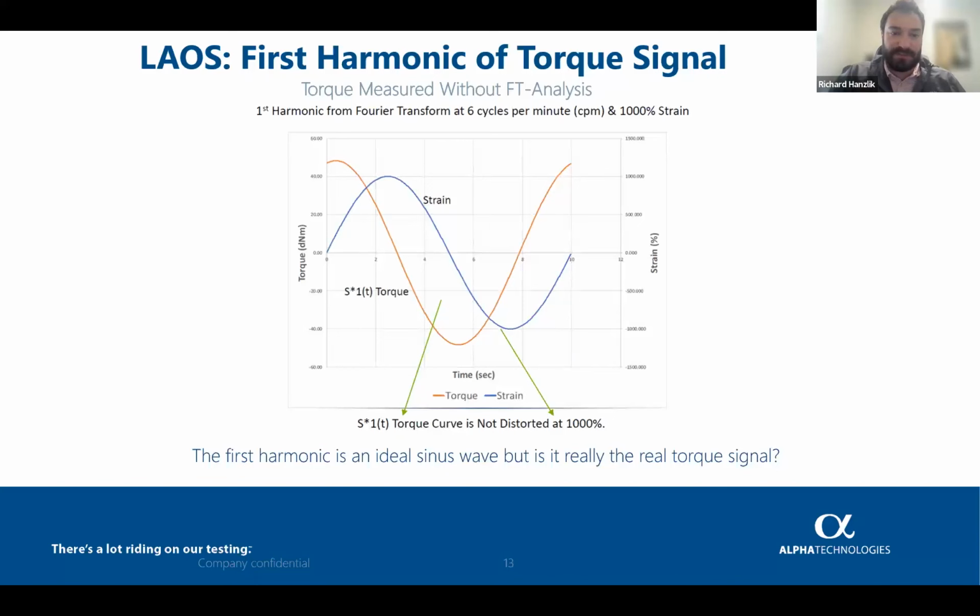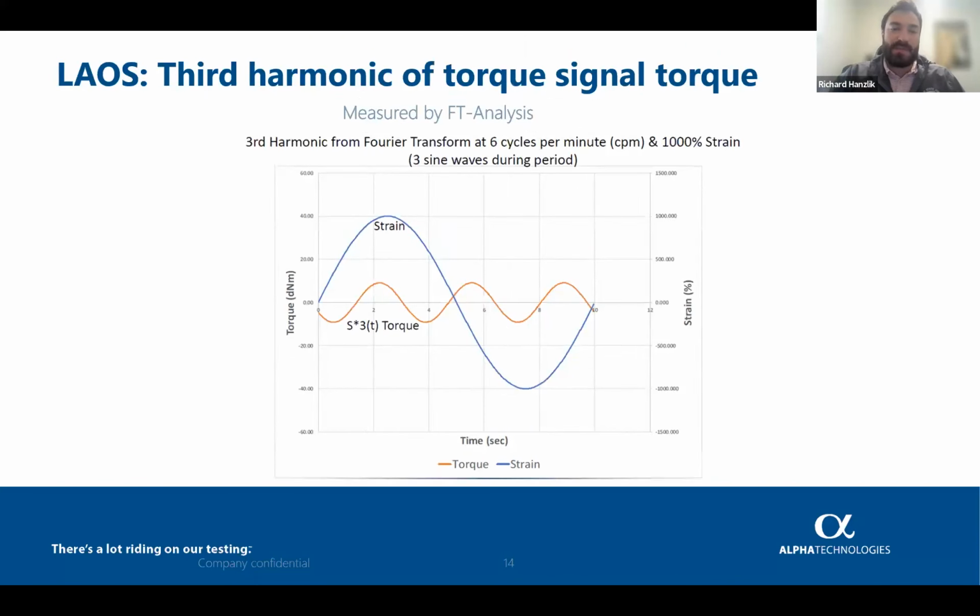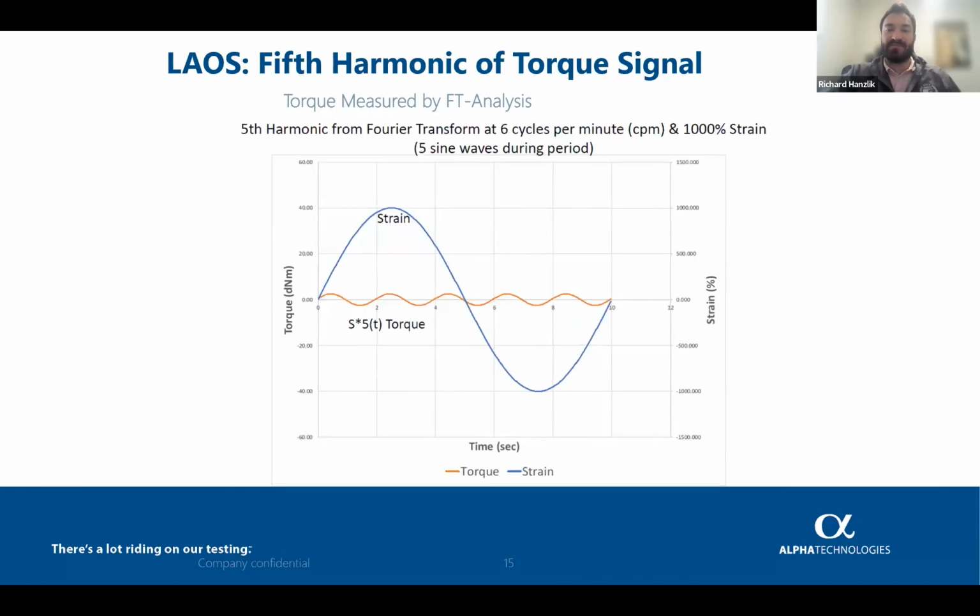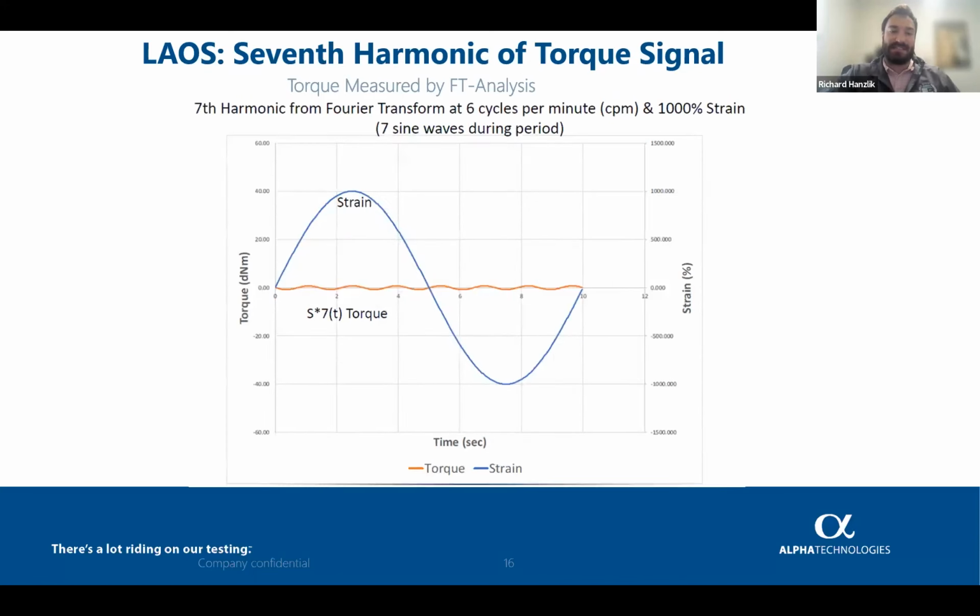So we started with the first harmonic, then we get to the third harmonic. We see that the signal from the third is slightly less than the first. Then we move to the fifth harmonic. The trend continues. The seventh harmonic.